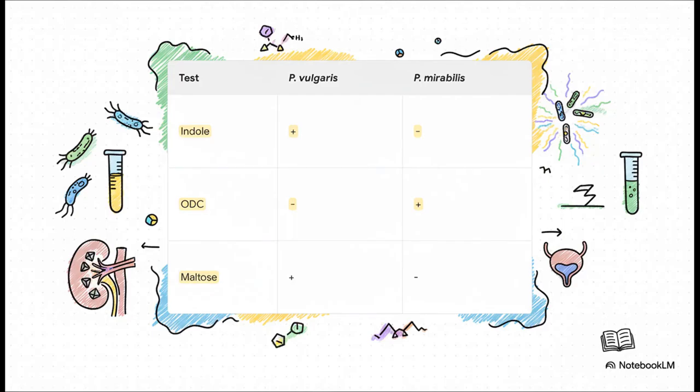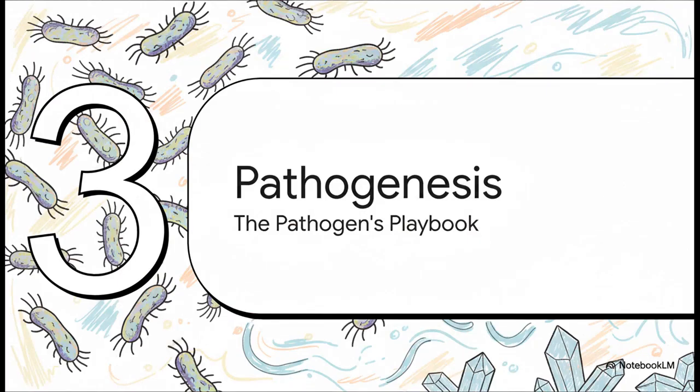And this table just lays it out perfectly. The key takeaway? Proteus vulgaris is indole-positive and ornithine-negative. That's the complete opposite of Proteus mirabilis. These two simple, classic biochemical tests are still an incredibly reliable way to differentiate these two important species. Okay, so we've got it identified. Now for the interesting part.